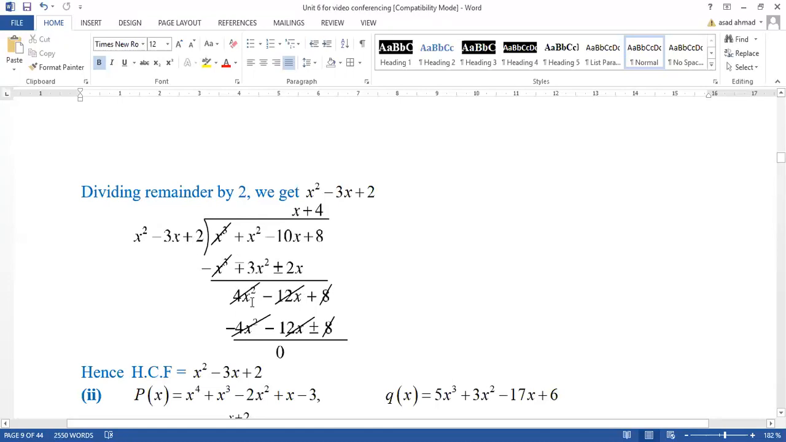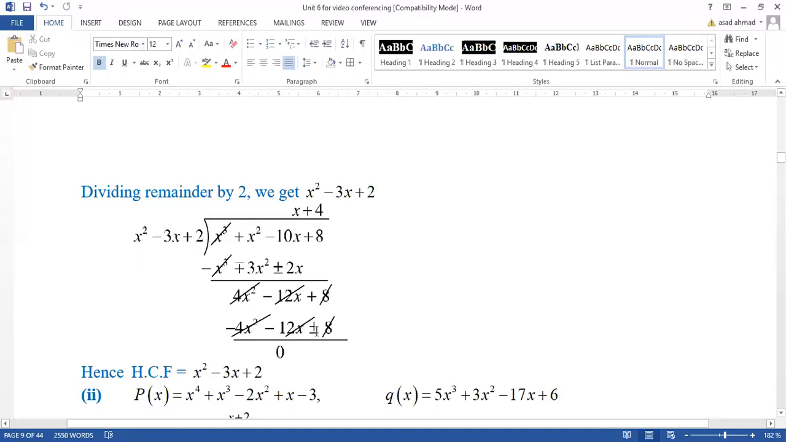And because the power is x raised to power 2 and the divisor also contains a power x raised to power 2, it can further be divided by this expression. So x squared will be multiplied by plus 4 to make it 4x squared. So I have written 4x squared. 4 into minus 3 will give you minus 12, and 4 plus 2 will give you 8.